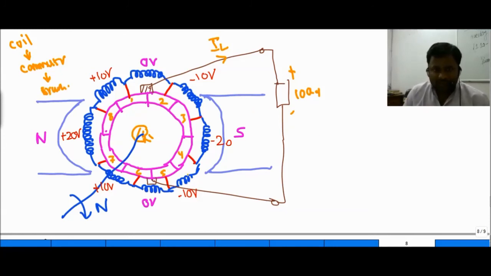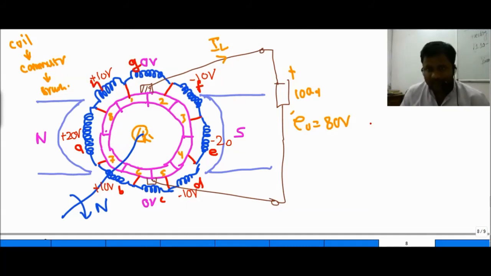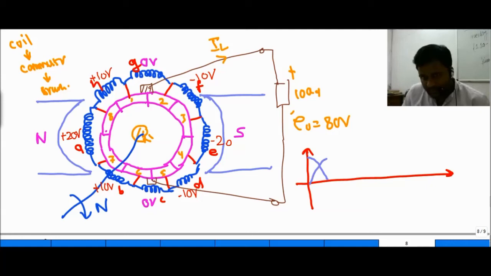So the output voltage is 20, 10, 40, which should be E naught, equal to 80. And if we make coils named A, B, C, D, E, F, G, H and try to make the output waveform, then it comes out like this. So this is A, B, C, D, E, F.